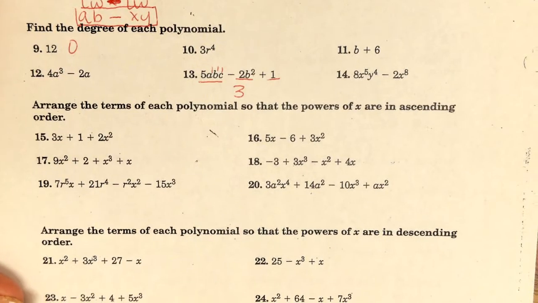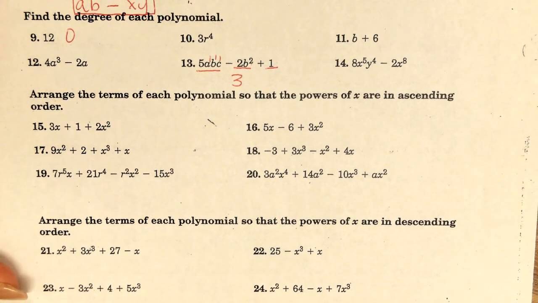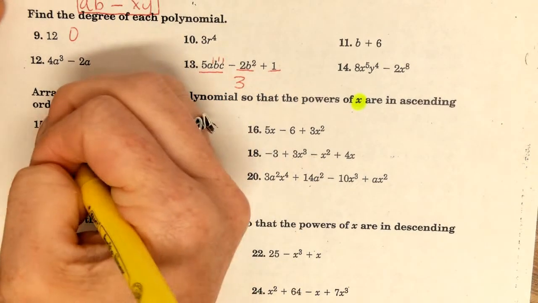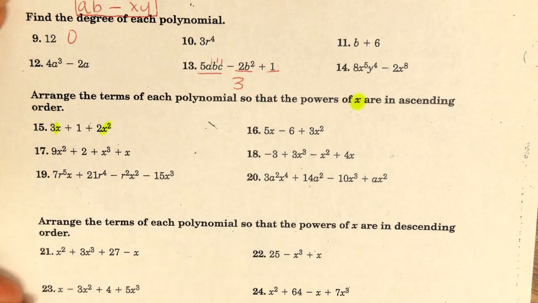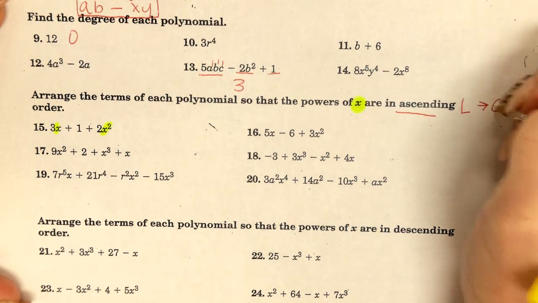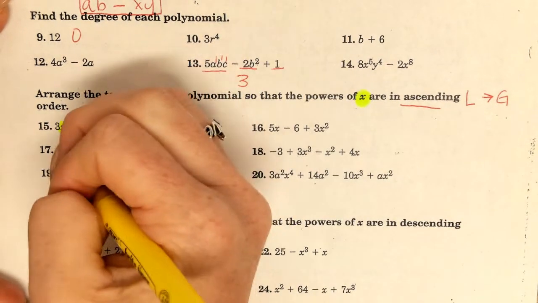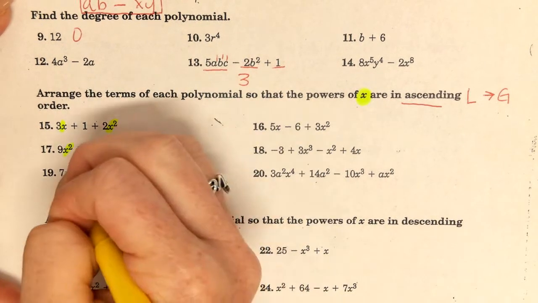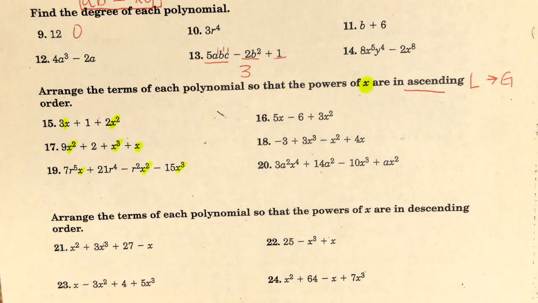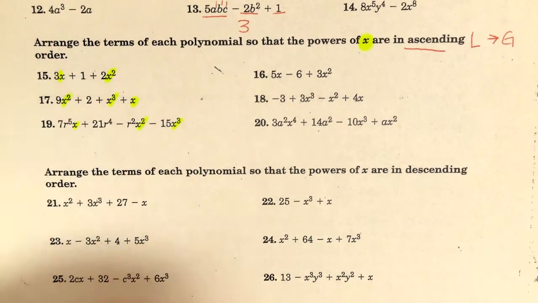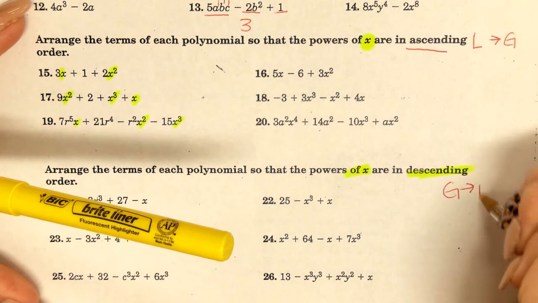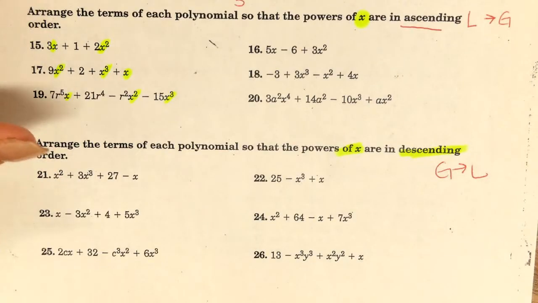Okay, the next section says arrange the terms of each polynomial so that the powers of x, so what are you only looking at on this part? The x's. So I'm only looking at the x's, and what does it want it in? What does ascending mean? Least to greatest. But you're only looking at the x's. So if it helps you, you get that highlighter out and you only highlight those x's, just like we did on our notes. Then the bottom says descending order, only looking at the x's. So that's greatest to least. And then the back is exactly like the front.